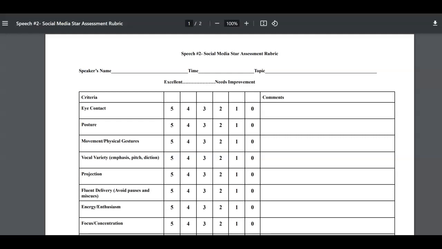Hello, everybody. Today I'm going to be going over the rubric for speech number 2, which is coming up. This is for social media star. This is the same rubric that I used for your impromptu speeches, and so hopefully by now you have had some time to go and look at those comments that I made on your rubrics from your impromptu speeches.